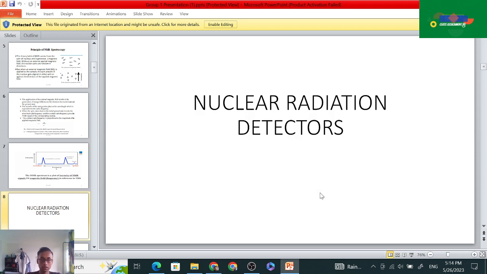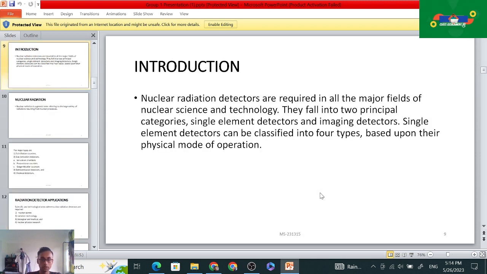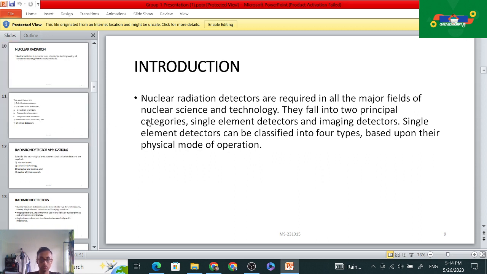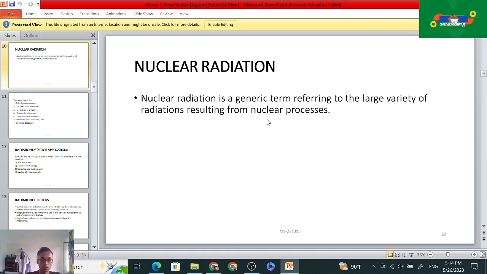Then nuclear radiation detectors. Nuclear radiation detectors are required in all the major fields of nuclear science and technology, and they fall into two principal categories: single element detectors and imaging detectors. Single element detectors can be classified into four types based upon their physical mode of operation. Nuclear radiation is a generic term that refers to the large variety of radiation resulting from nuclear processes.